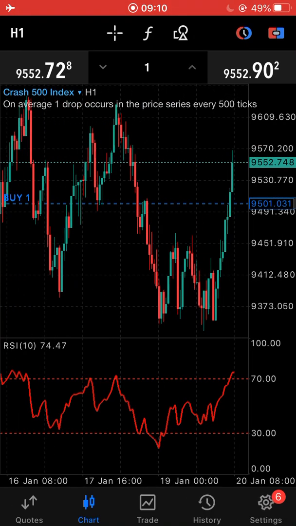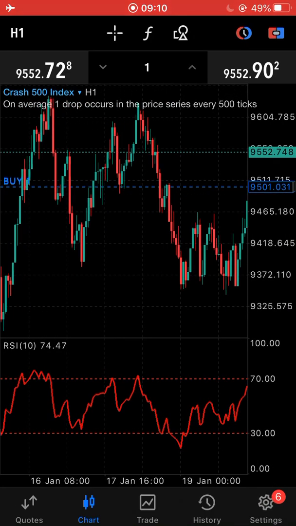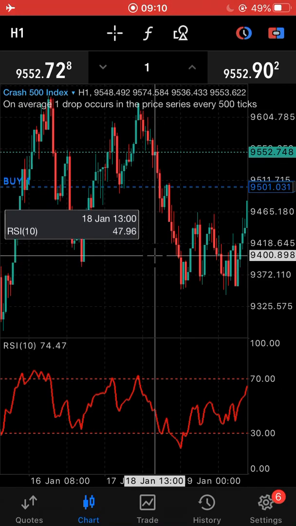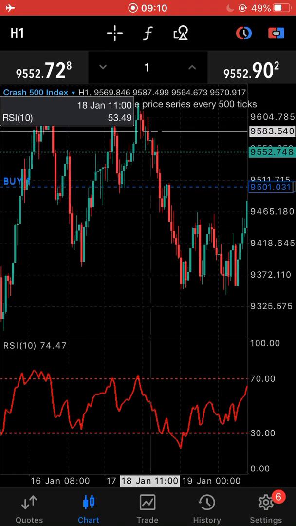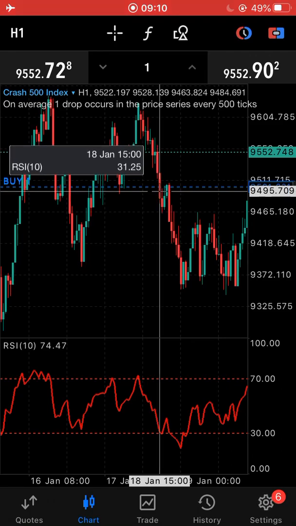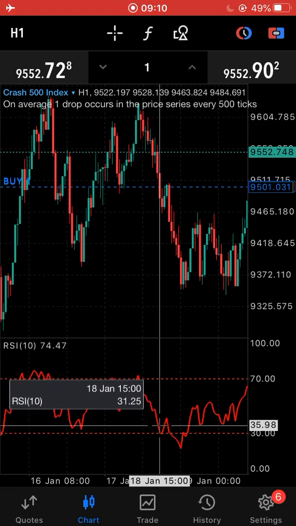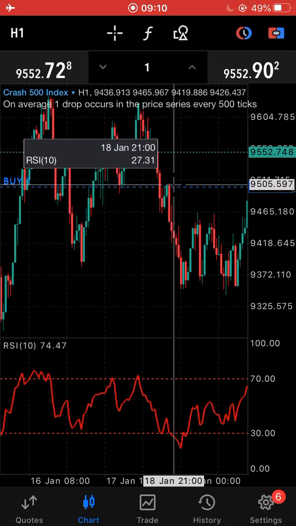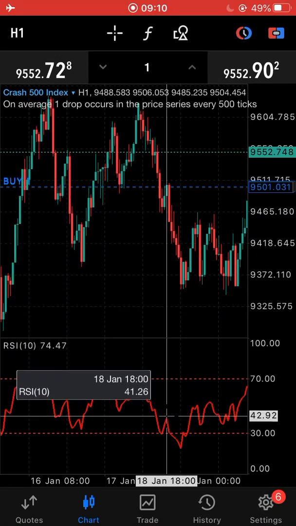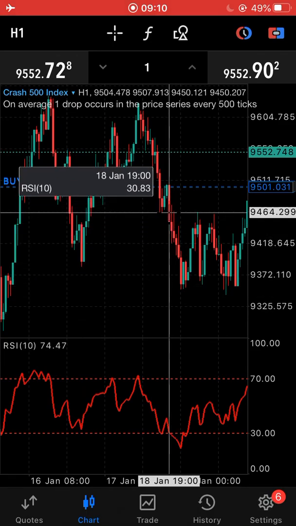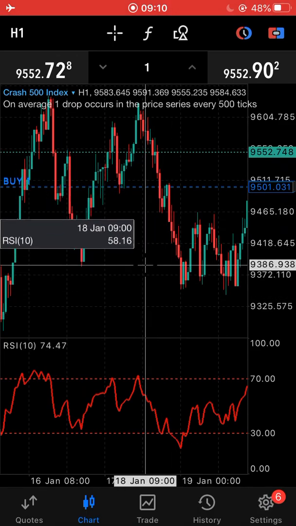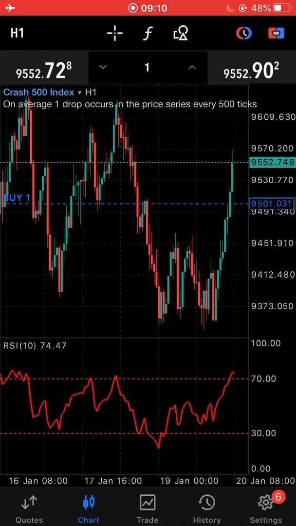So let's look at the selling part of it. This is the selling part of the market. You see what happened again? The market pulled down, touching the 30 level. Then the pullback happened and the market spiked down again, hitting the 30 level. That's when you sell. This would have been your profit.